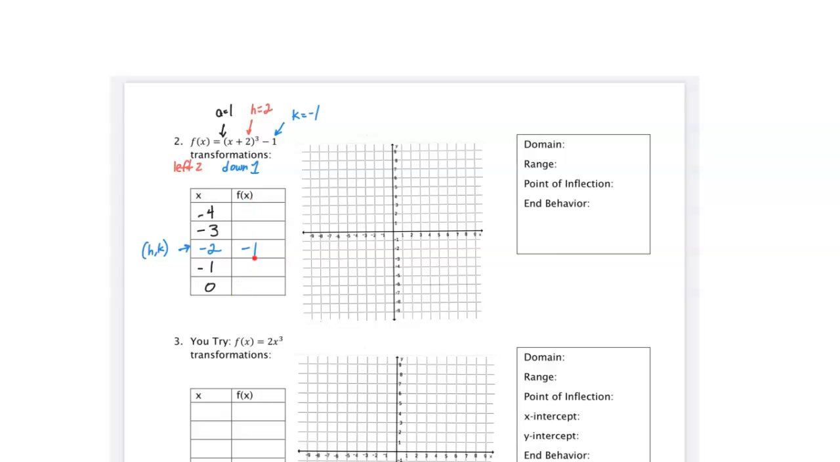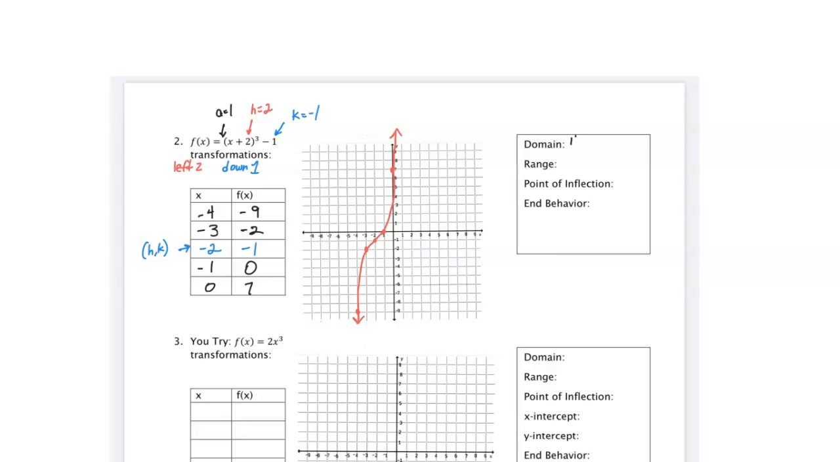From there, fill in your f of x column by using Desmos or your graphing calculator. I'll fill it in for you. Alright, so we have negative 4, negative 9; negative 3, negative 2; negative 2, negative 1; negative 1, 0; and 0, 7. Go ahead and graph it. Once it's graphed, it should again look like a cubic function. If it does not look like a cubic function after you've graphed it, then please go back and check to make sure that you have plotted the correct points.